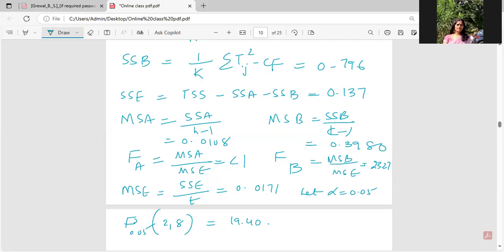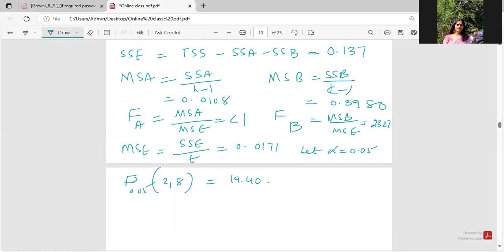So, we fail to reject the H naught. That is, we accept the H naught. That there is no significant difference between the NLS. Okay. So, now FB is 23.27, which is greater than the tabulated value. So we reject H naught and accept H1. H naught and H1 we will say.